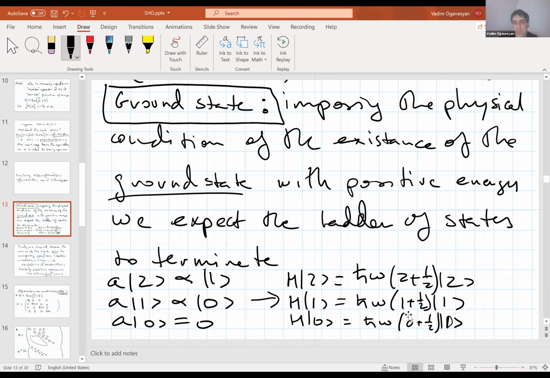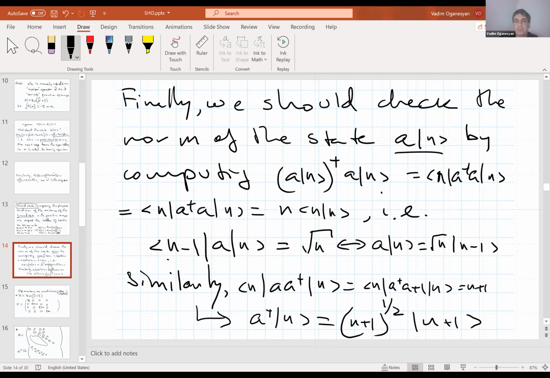And so what you see here is what was advertised before, that this whole ladder is essentially h bar omega times (n plus 1/2), where n starts with 0 and goes up to infinity, and these are the energies. So far so good. We've computed the eigenvalues and the eigenvectors.